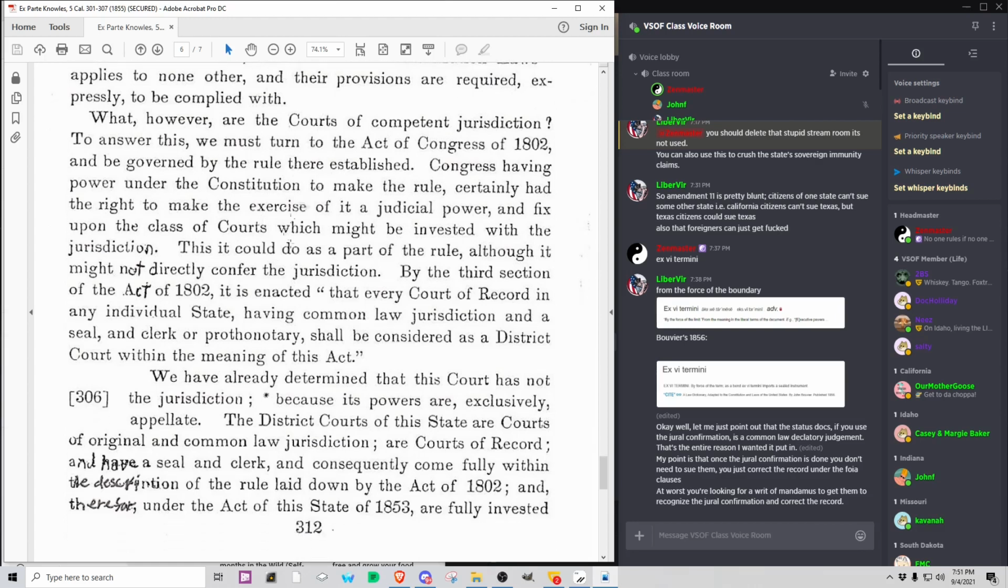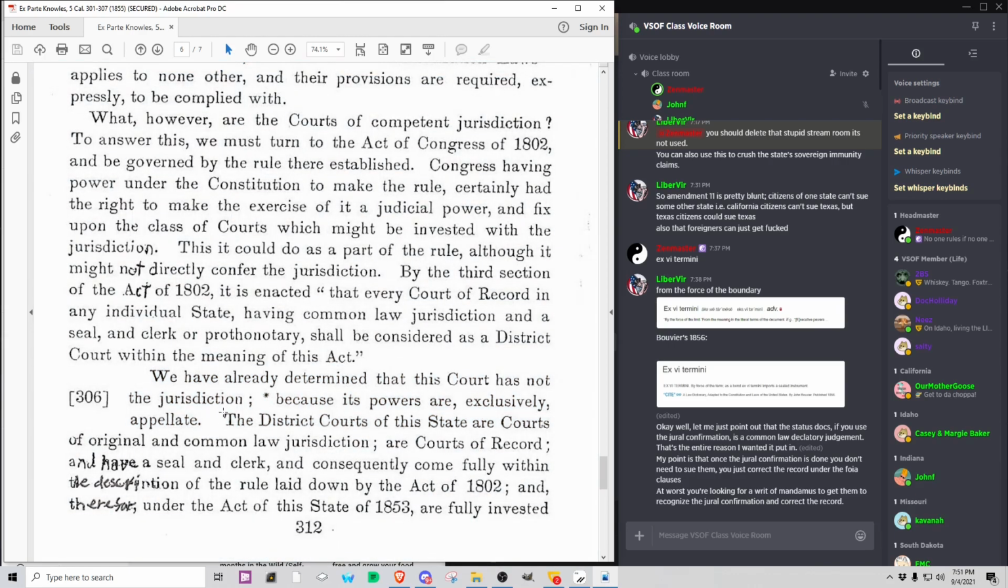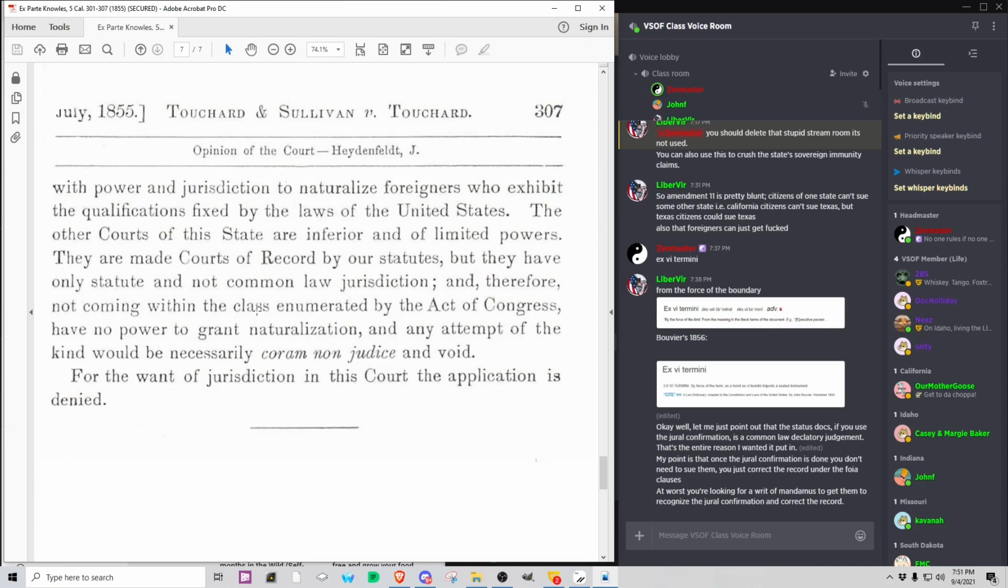And the last paragraph here: we have already determined that this court has not the jurisdiction because its powers are exclusively appellate. Now, of course, they're talking about the California Supreme Court, okay? They're not talking about the courts of record on the state side. They're talking just specifically about the California Supreme Court here. The district courts of this state are courts of original and common law jurisdiction, are courts of record, and have a seal and clerk, and consequently come fully within the description of the rule laid down by the Act of 1802, and therefore under the Act of this state of 1853, are fully vested with power and jurisdiction to naturalize foreigners who exhibit the qualifications fixed by the laws of the United States. The other courts of this state are inferior and of limited powers.